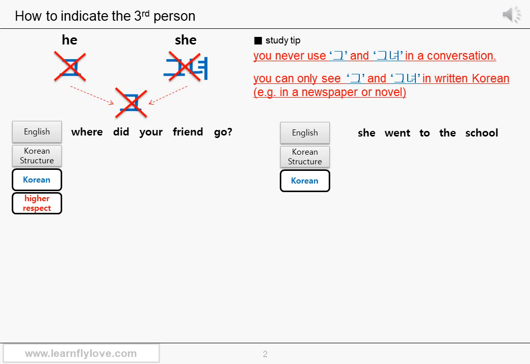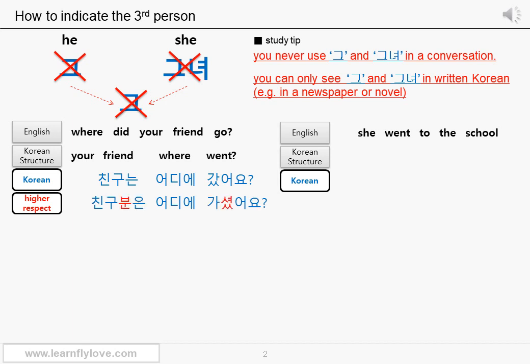Let's translate the first sentence. The sentence structure is going to be your friend, where, went. You already know that you don't have to mention the subject you and the possessive your in a Korean honorific sentence, right? We talked about this a lot. So the actual Korean sentence would be 친구는 어디에 갔어요? Okay? If you want to show more respect to the listener's friend, you can add 분 to the subject 친구 and 시 to the predicate. 친구분은 어디에 가셨어요? Okay? We are not going to explain the grammar here.